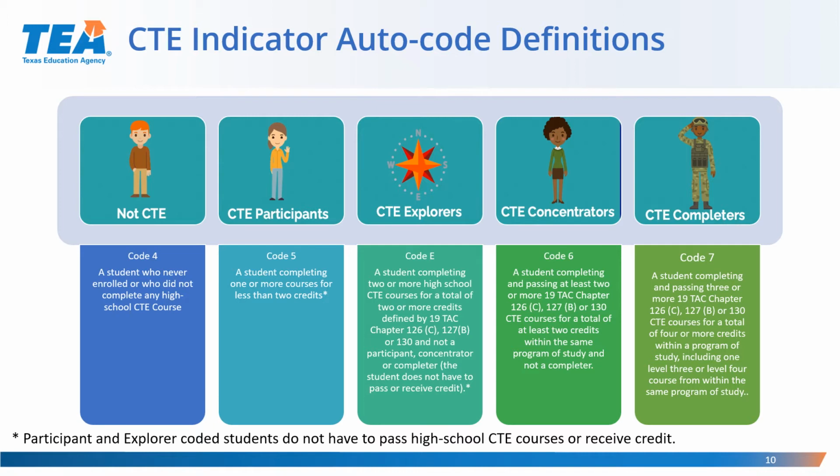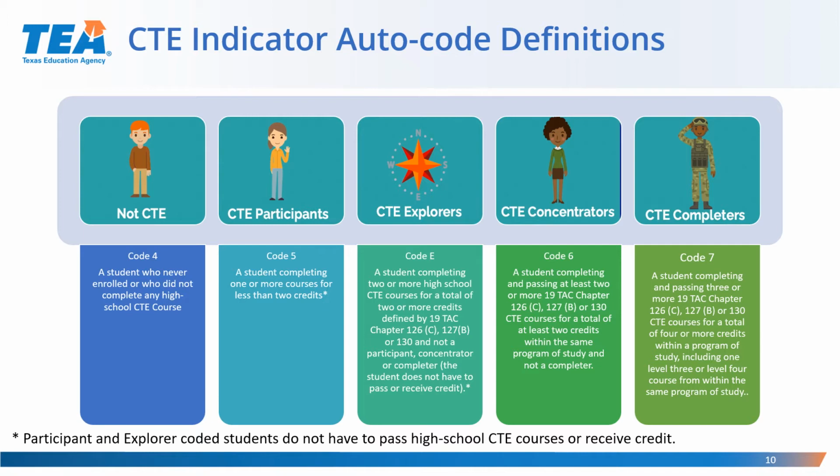Note that while the Code 5 CTE participants and Code E CTE explorers are more forgiving by design to create credit for students that are attempting CTE courses even if they don't complete them, Code 6 and Code 7 have by design higher thresholds to be coded. This approach gives credit where early CTE participation is deserved while maintaining rigor for higher codes and rewarding deeper levels of student participation in programs of study.